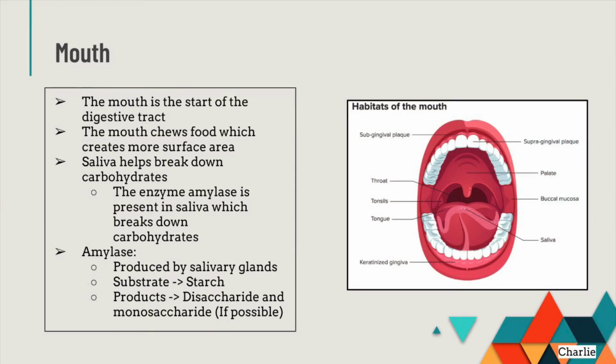The digestive tract begins with the mouth. The mouth has teeth which help chew down food, which creates more surface area. Surface area is very important for digestion and absorption. In addition, there's also saliva, which helps break down carbohydrates. Within saliva, the enzyme amylase is present. As said before, amylase is produced by the salivary glands. Its substrate is starch, and its products are disaccharides and monosaccharides if possible.